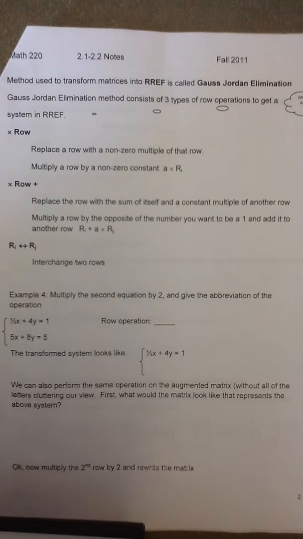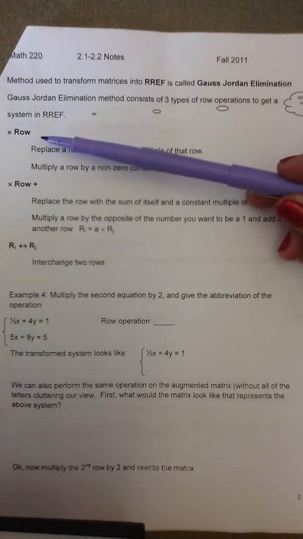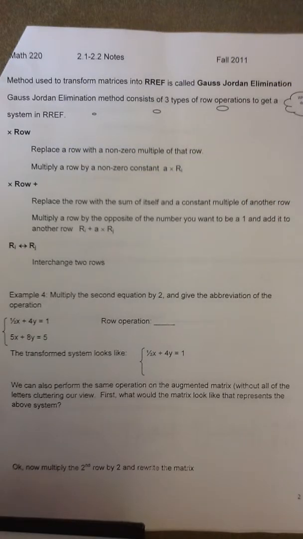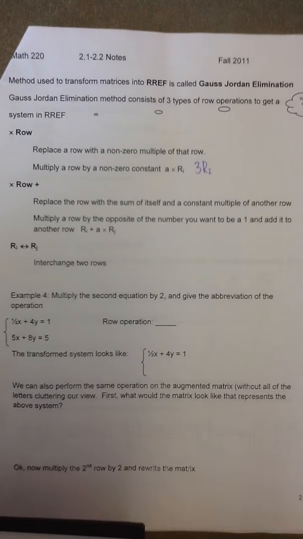On the top of the notes on page 2, I have the 3 different row operations used to transform matrices. The first is times row. In this case, we would multiply a row by a non-zero constant and replace the current row values with the products found by multiplying by the non-zero constant. The abbreviation for this is A, that's the multiplier, times row I. So for example, I could multiply 3 times row 2, and that would be the abbreviation for the row operation.